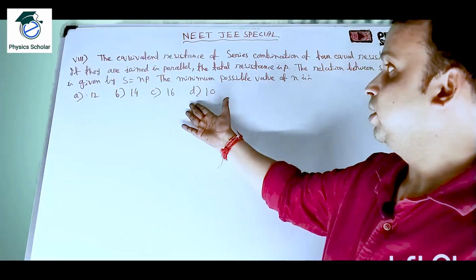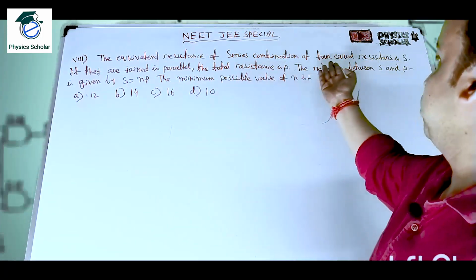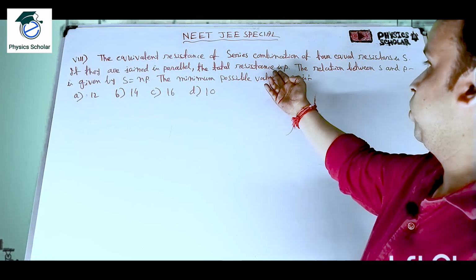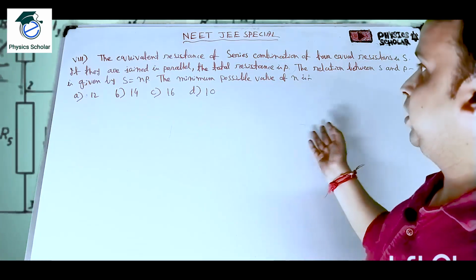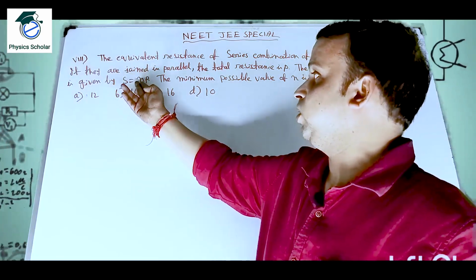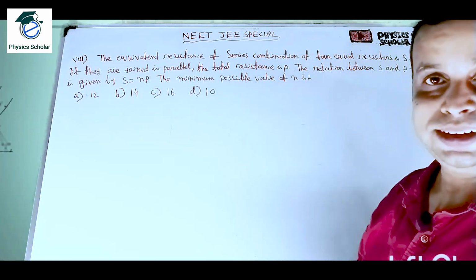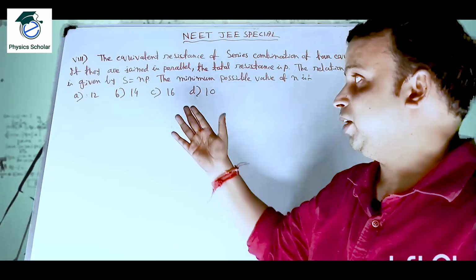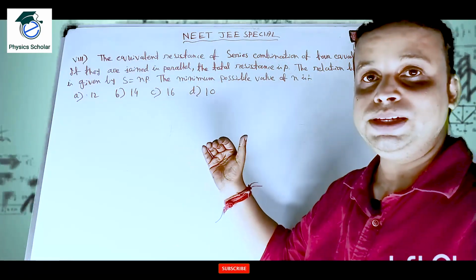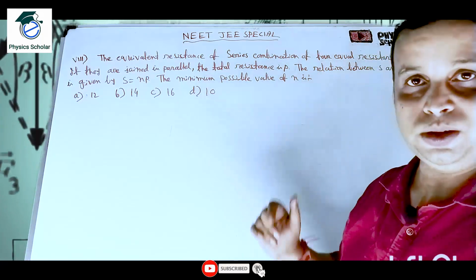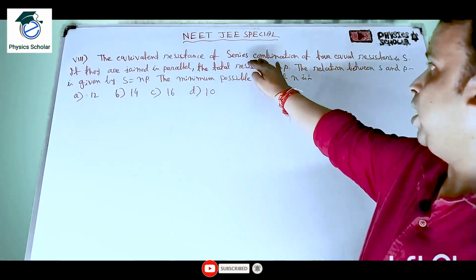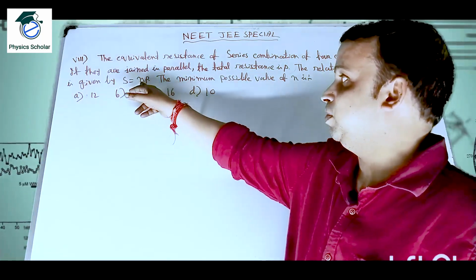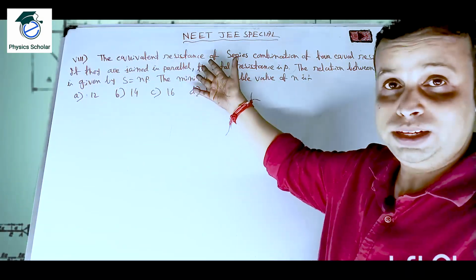Okay students, so here the equivalent resistance of the series combination of 4 equal resistances is S, and when they are joined in parallel, the total resistance is P, and the relation between S and P is S equal to N times P. We have to find the value of N. Clear? So you remember I solved one sum: the ratio between the maximum and minimum resistance is N square. It will be like that only. How many resistances are there? 4. So it will be 4 square, that means 16. That is the short process I told you.